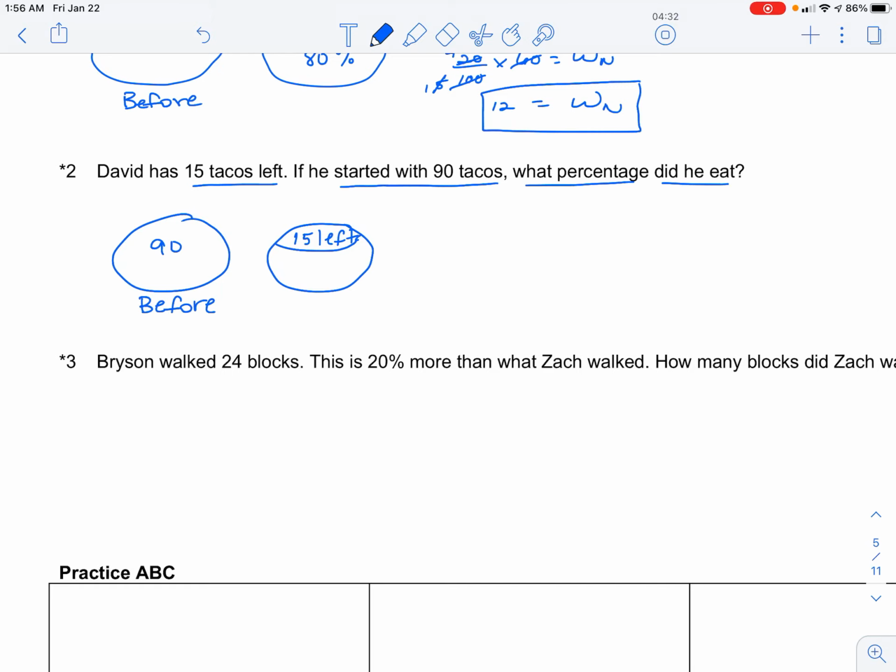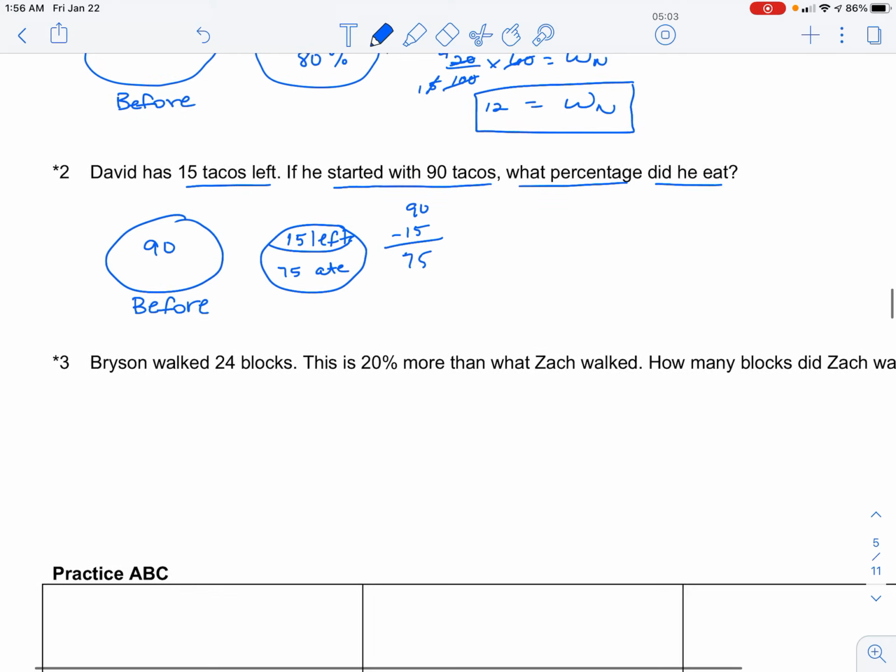which means then how many, what percentage did he eat? Okay, so first of all, we can figure out how many tacos he actually ate. I think he's a little piggy. So we take 90 and we subtract the 15, and you're going to end up with 75. So he ate 75 tacos.